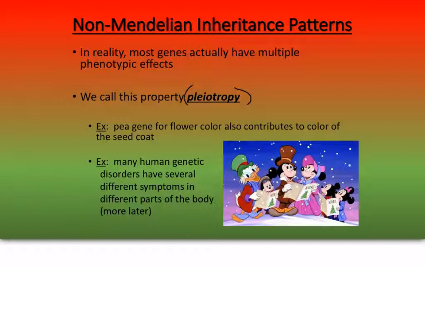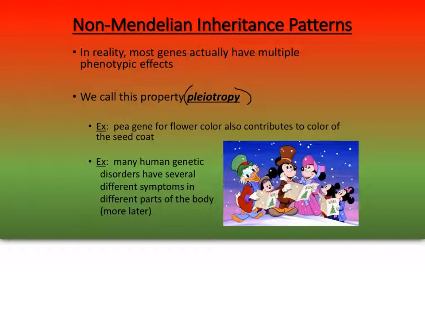So for instance, since the time of Mendel, we've actually discovered that the gene for flower color in peas probably also contributes to the color of the seed coat. So not only will that gene help control what color the flowers are, but it'll also help control whether the seed coat is green or yellow or something of that kind.